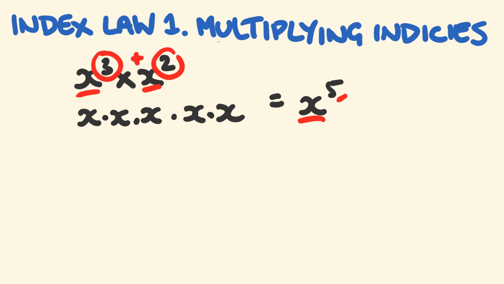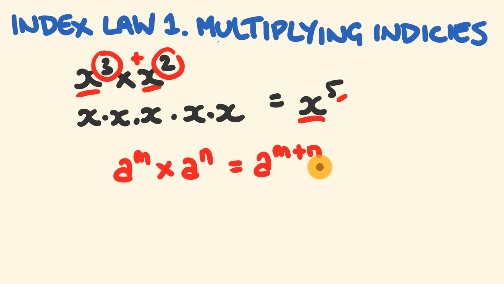So the first index law says you can have a base of, say, a here, and we raise that to the power of m, and we are multiplying this by a to the power of n. This is equal to the same base of a, and then we get the power of m and we add that to the power of n. So that's the first index law here. We keep that same base and we add these two powers together. So what about another example here?